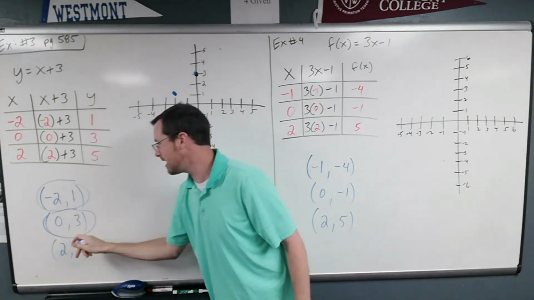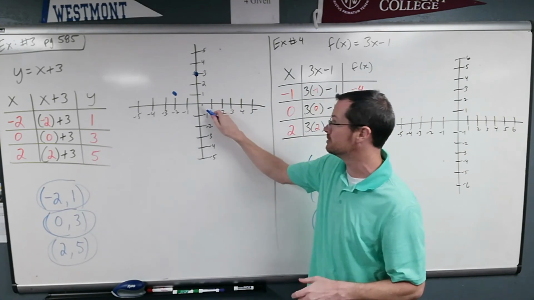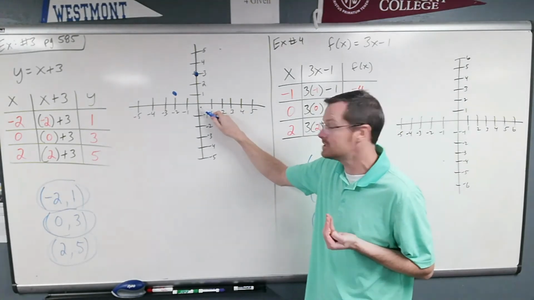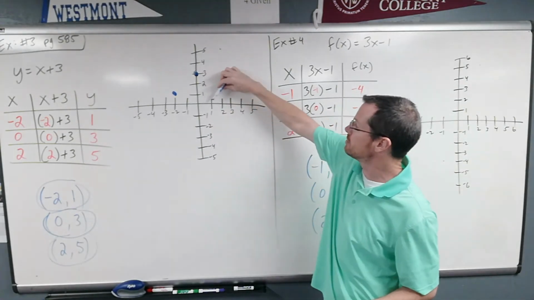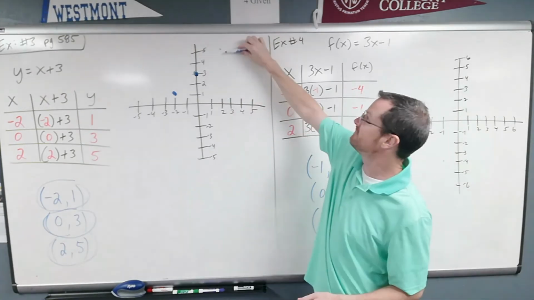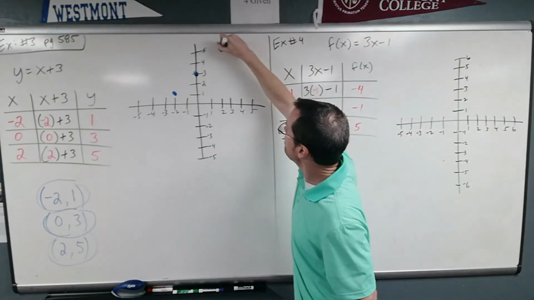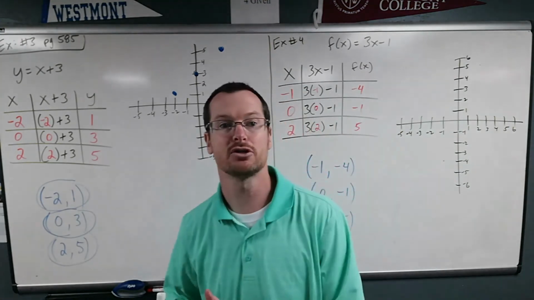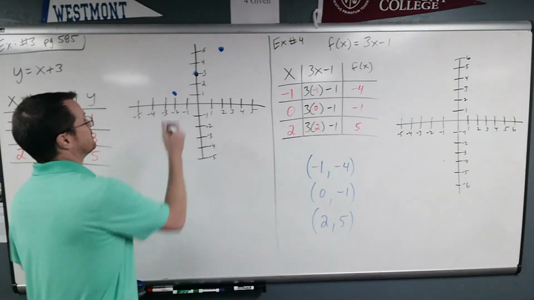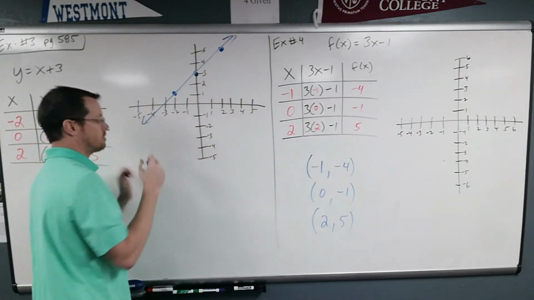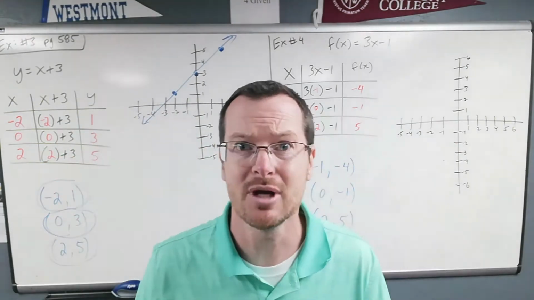And then 2, 5. Let's graph that one. You're going to start at the origin, go over to 2 on the x-axis, and then go up to 5 on the y. Put another big old fatty dot. If you notice, these dots are creating a line. Let's go ahead and connect our dots to create our line. It's pretty easy. You guys can handle this.